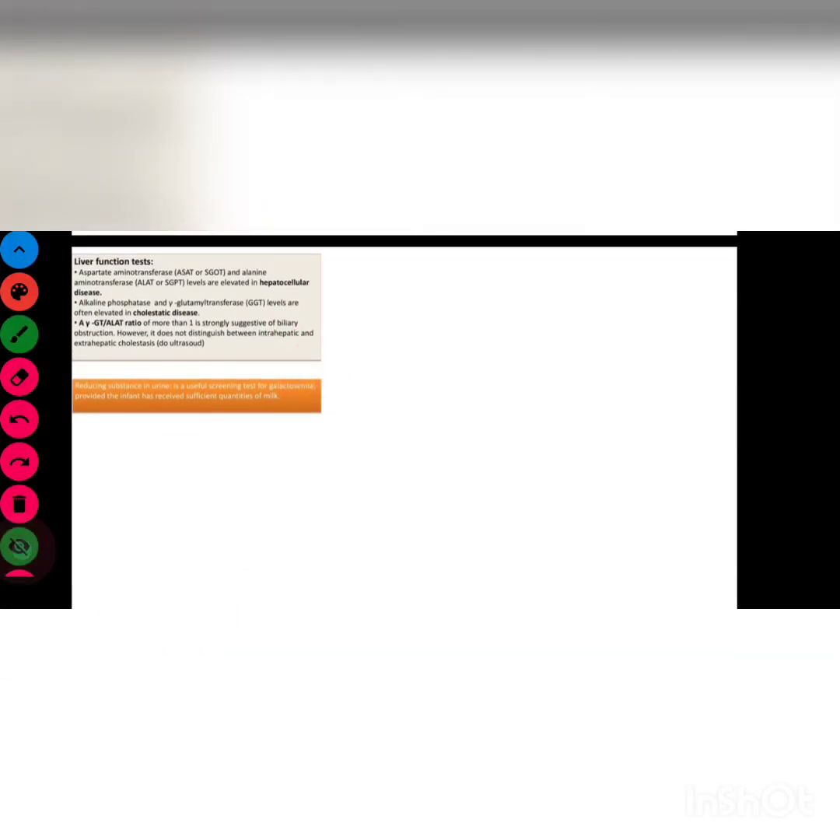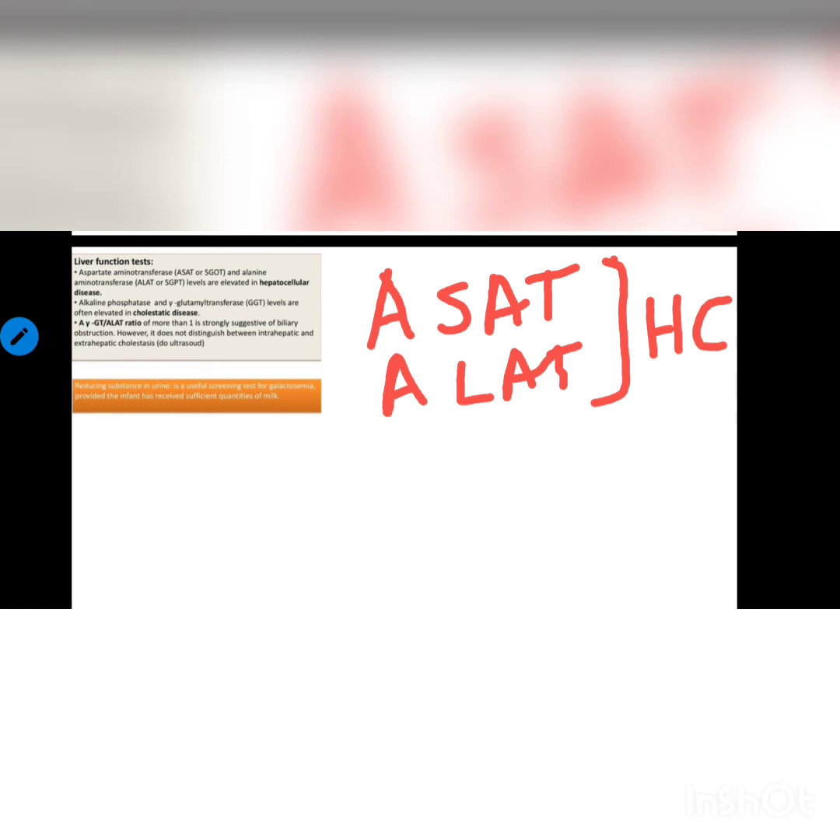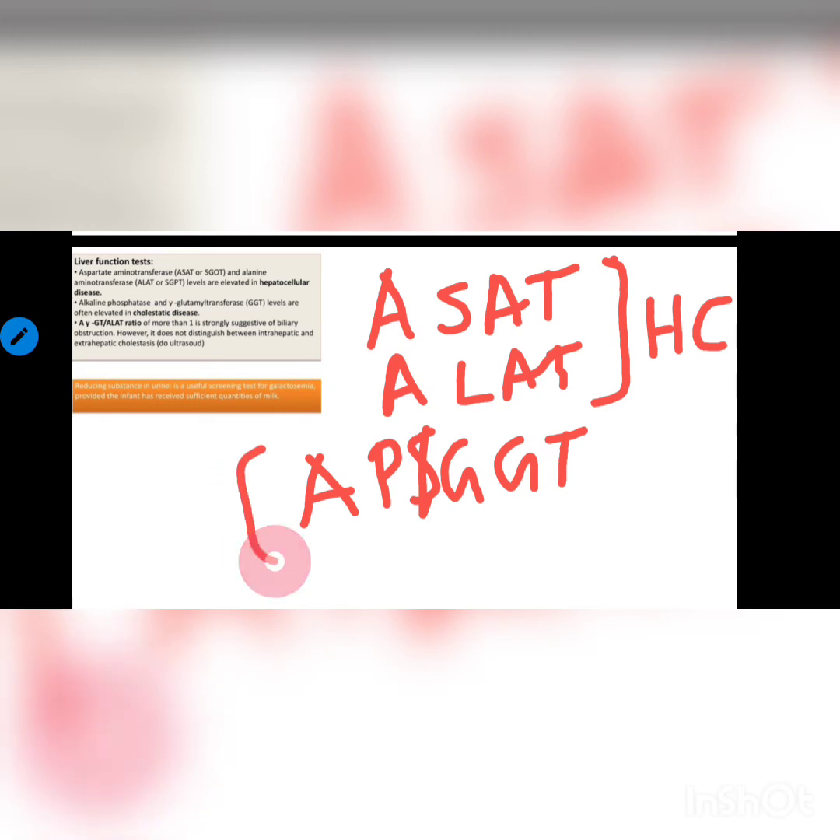So the liver function tests, aspartate aminotransferase or alanine aminotransferase, are elevated in hepatocellular jaundice or hepatocellular disease, and alkaline phosphatase and gamma glutamyl transferase levels are often elevated in cholestatic diseases.